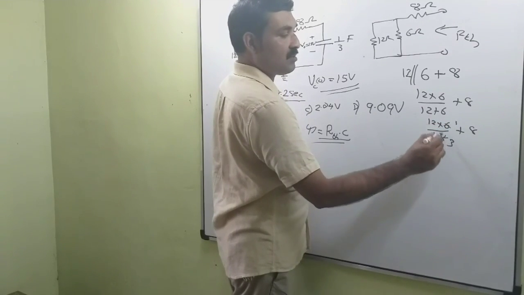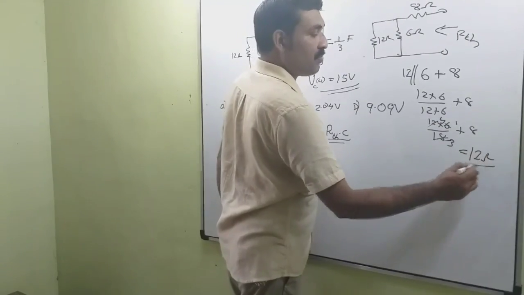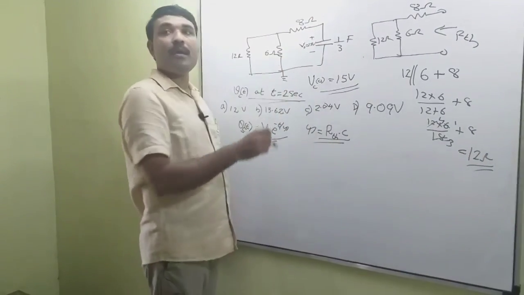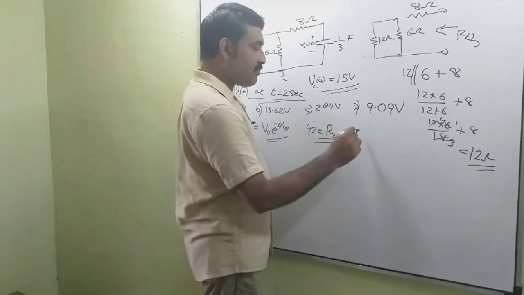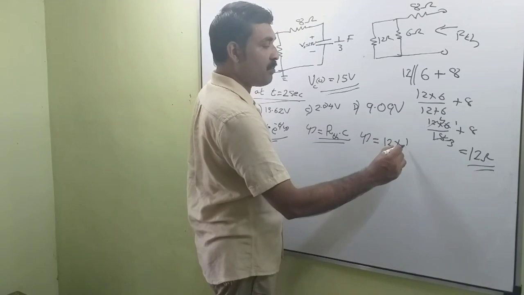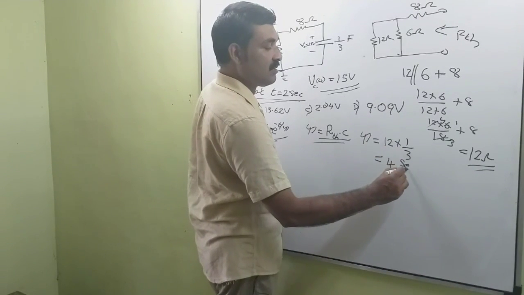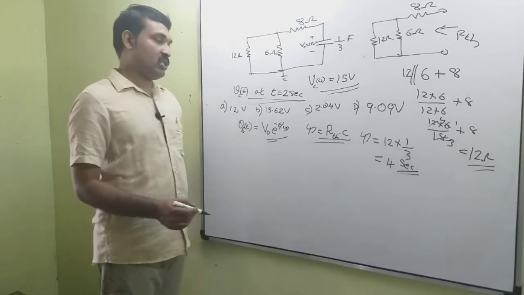This becomes 3 times 4, 4 plus 8. That is equal to 12 ohm. And C is equal to 1 by 3 farad. So time constant tau is equal to 12 into 1 by 3. That is equal to 4 seconds. So this is our time constant.